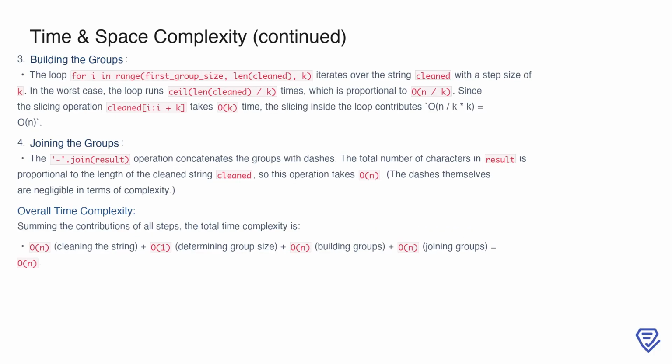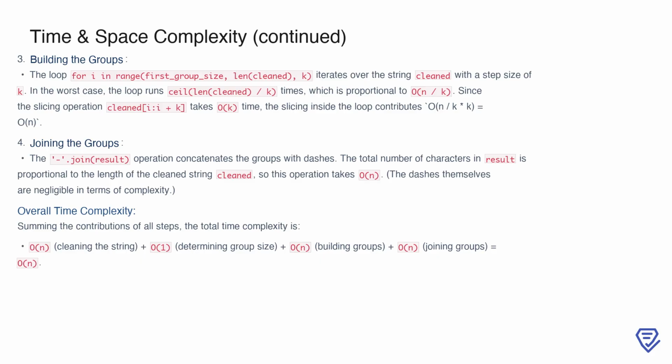Now, let's consider the process of building the groups. The algorithm uses a loop to iterate over the clean string with a step size of k. Specifically, it runs from the first group size to the end of the string, incrementing by k in each iteration. In the worst case, this loop will execute approximately ceil(len(cleaned)/k) times, which is proportional to O(n/k).